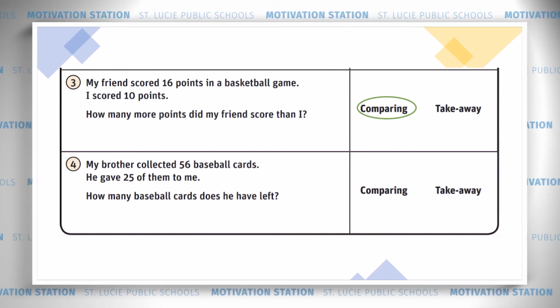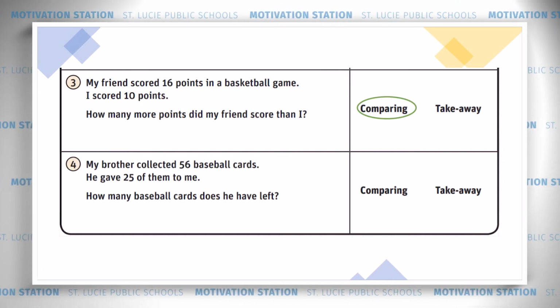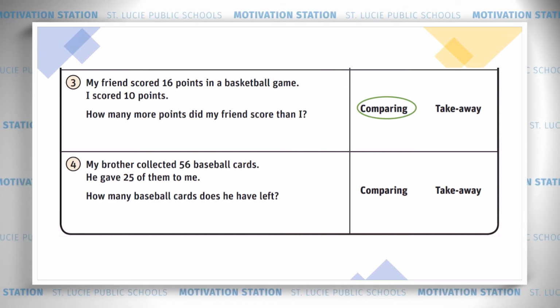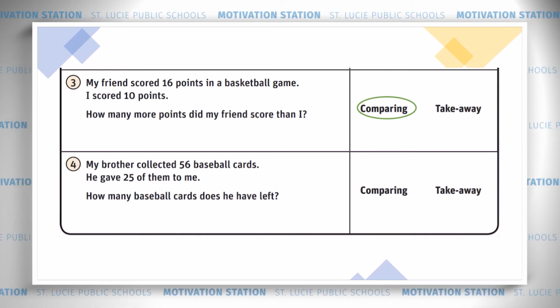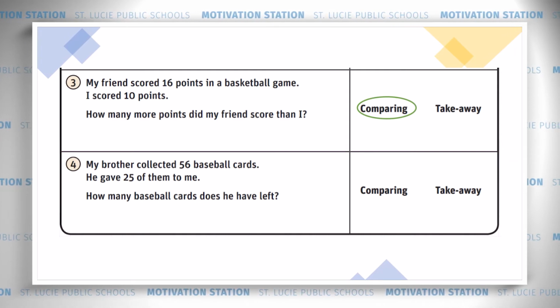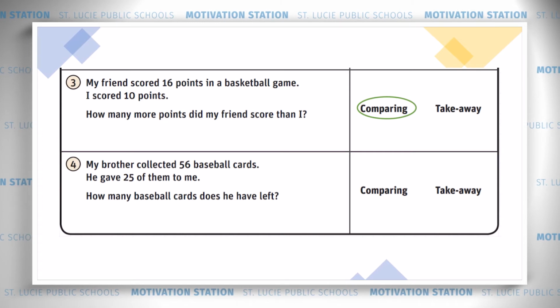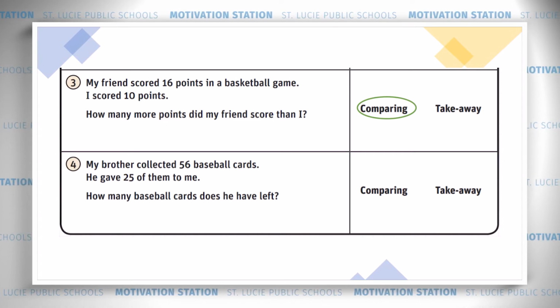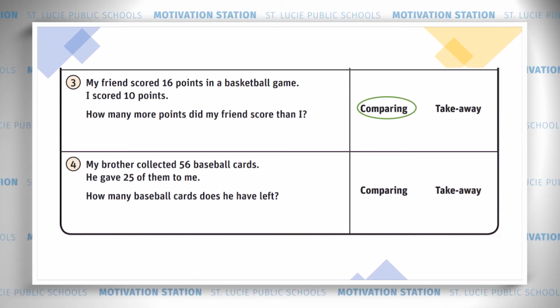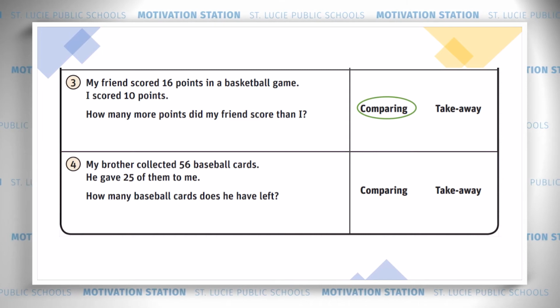If you said comparing, you got it right. We're not taking points away from anybody here, but we are being asked to compare how many more points the friend had than you had. So we're comparing. Number 4, my brother collected 56 baseball cards.